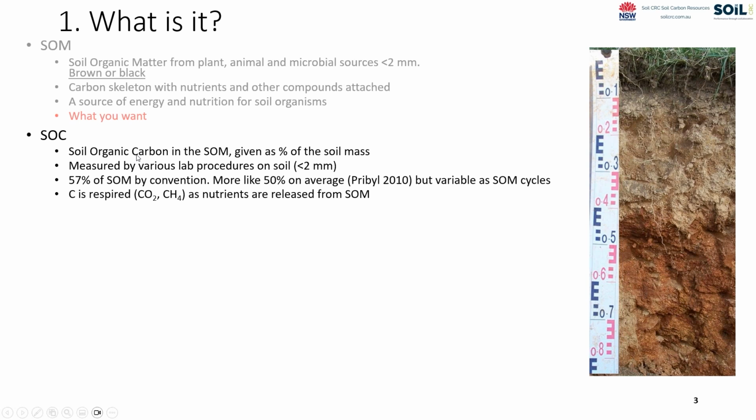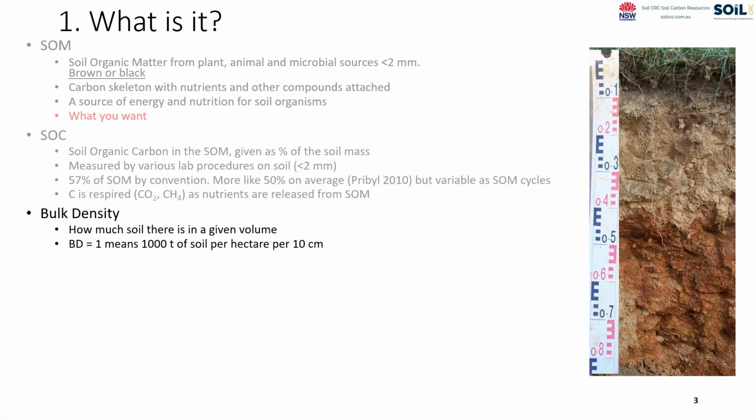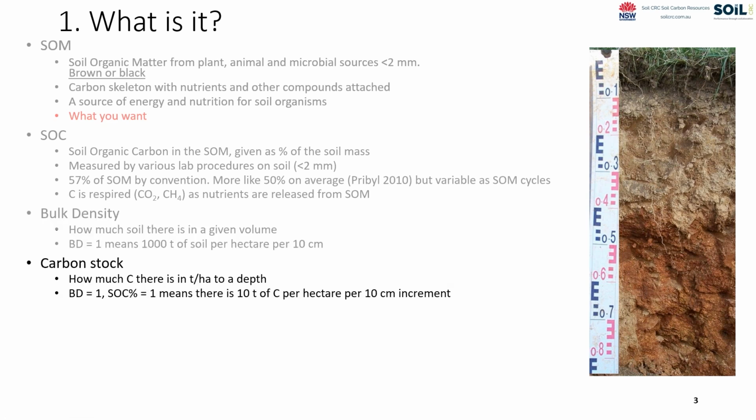Soil organic carbon is the carbon part of that matter. We measure that in the lab, usually given as a percent of the soil mass, and it gets respired. As it gets respired, nutrients are cycled out of the organic matter. Bulk density is a term that says how much soil there actually is in a given depth, say per hectare, and combining carbon percent and how much soil there is gives us a carbon stock, how much carbon you have in that hectare per depth. And if you're in trading schemes, that's what they want.